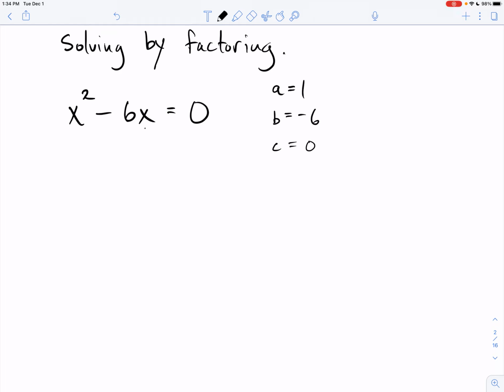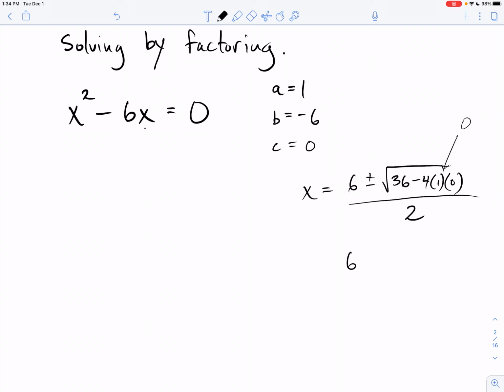But some people go, no, I'm just going to use quadratic formula. I'm going to do negative b plus or minus square root of b squared. So -6 times -6, that's 36. Minus 4 times a times c, all over 2a. And this part right here, 4 times 1 times nothing, that's nothing. That's a big old 0. So what do I end up with? 6 plus or minus the square root of 36 over 2.